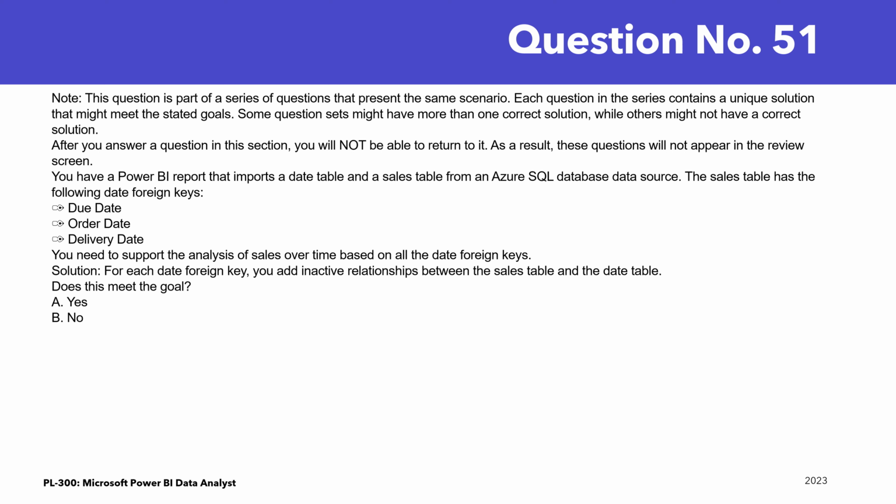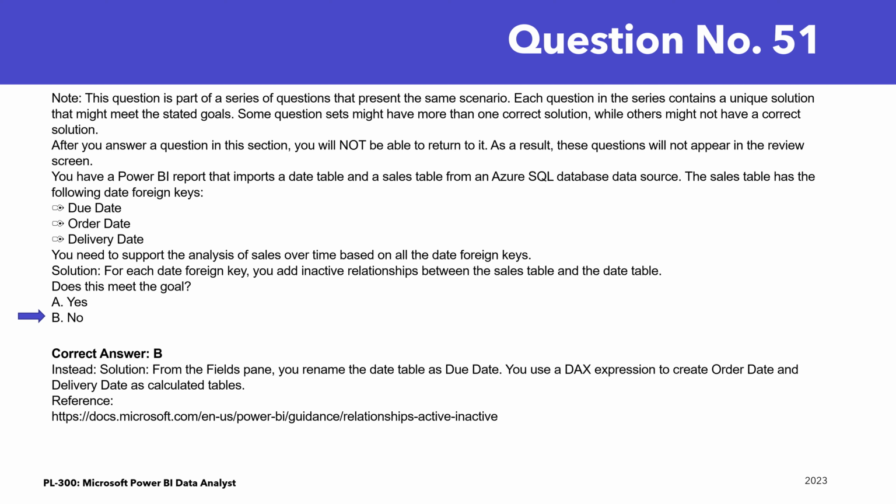You have a Power BI report that imports a date table and a sales table from an Azure SQL database data source. The sales table has the following date foreign keys: due date, order date, delivery date. You need to support the analysis of sales over time based on all the date foreign keys. Solution. For each date foreign key, you add inactive relationships between the sales table and the date table. Does this meet the goal? A. Yes. B. No. Correct answer, B.